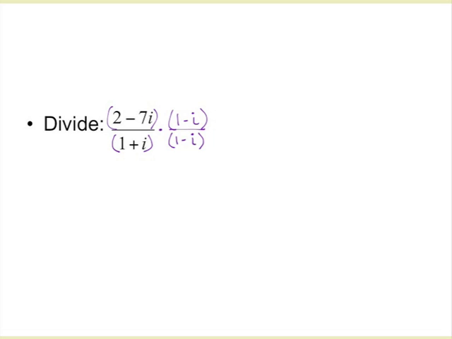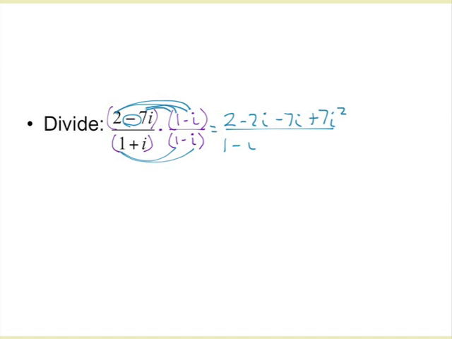So then on the top, we do our distributing. Pass out the 2, and I get 2 minus 2i. Pass out the negative 7i, and be careful when you do this. I'm passing out a negative 7i, so I get negative 7i plus 7i squared. Always make sure you attach a number to what's following it. So I'm passing out a negative 7i, which is going to change the signs of that second group. Then on the bottom, I pass out a 1, 1 minus i, and pass out an i. So I get plus i minus i squared.